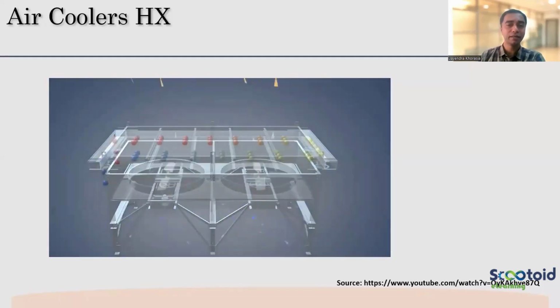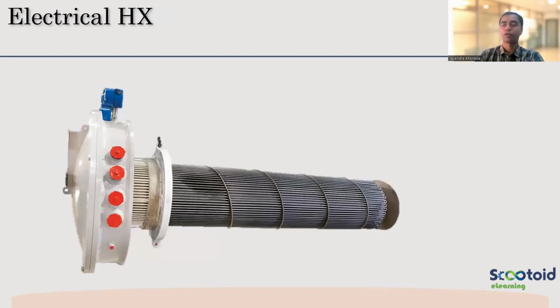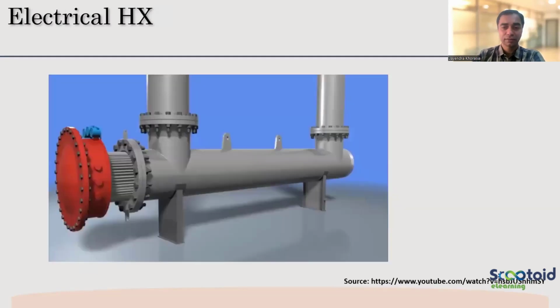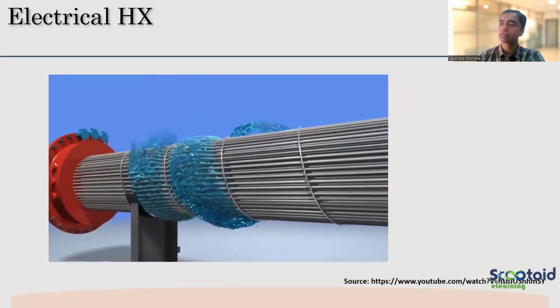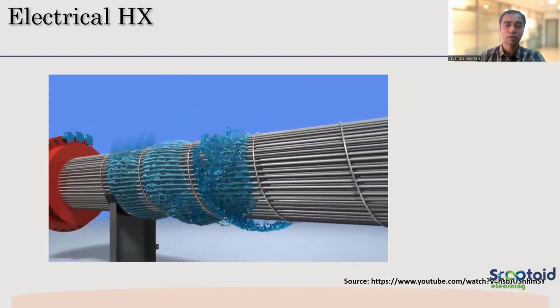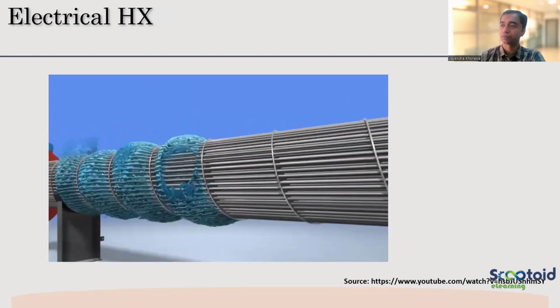Before any fluids or petroleum products are stored, they are cooled down. So we can use this type of heat exchanger as well, the electrical type heat exchanger. Here we use electric current. Electric current generates a gradient, and the fluid flows, and you can see how the heat transfer will take place.